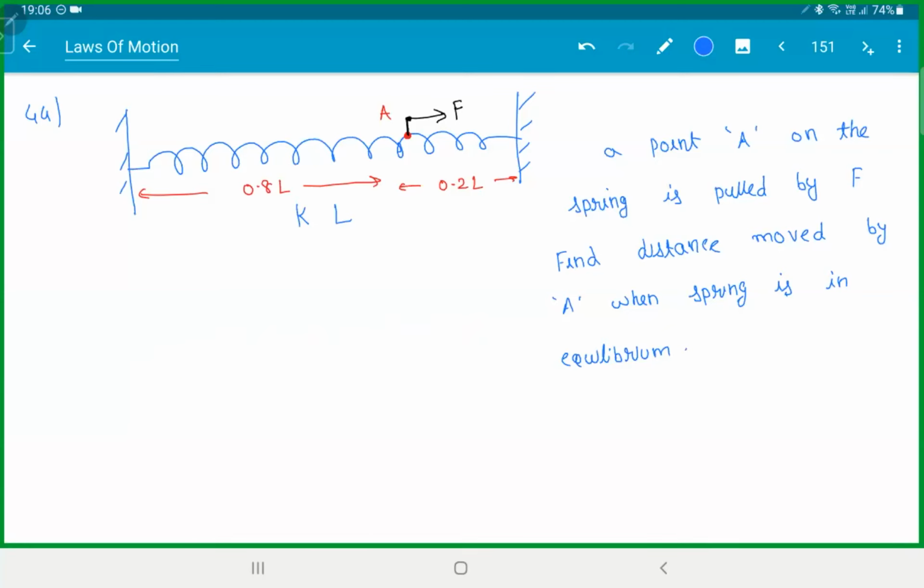Now try, I'll give you a minute more. So cut the spring at 0.8 here, get the spring constant of this part, find the spring constant of this part. It won't be K anymore, it has changed. No, Arjun. No, that's not the answer.